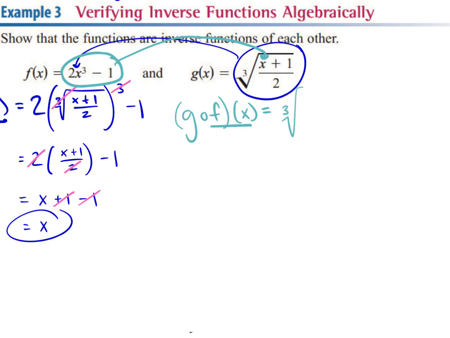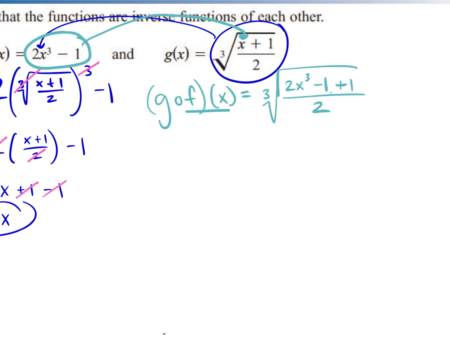So here I have the cubed root of 2x cubed minus 1 plus 1 over 2. Now we're just adding here, so I don't need the parentheses around the 2x cubed minus 1, because we're just adding the 1 to it. If we were multiplying or something else other than addition or subtraction, you'd want to put it in parentheses. But here we don't need them because we're just adding. Does anything simplify here?